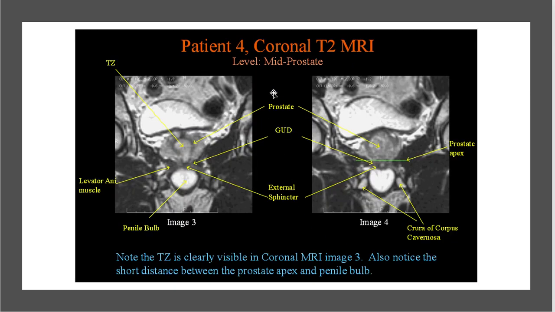This is a coronal T2 MRI at the mid-prostate. There's a transitional zone of the prostate, genitourinary diaphragm, levator ani muscles, external sphincter, penile bulb, prostate, genitourinary diaphragm, external sphincter, crura of the corpus cavernosa and prostatic apex. Note that the transitional zone is clearly visible in coronal MRI image 3, which is here. Also notice the short distance between the prostatic apex and the penile bulb.